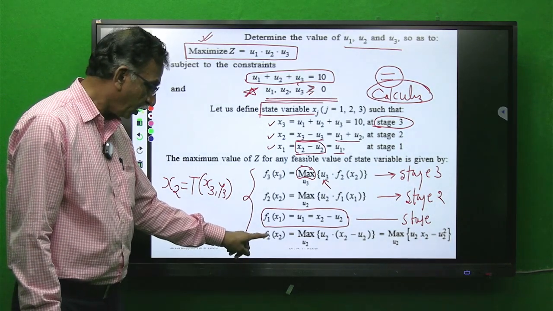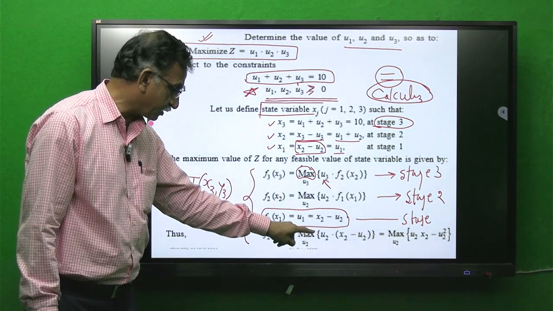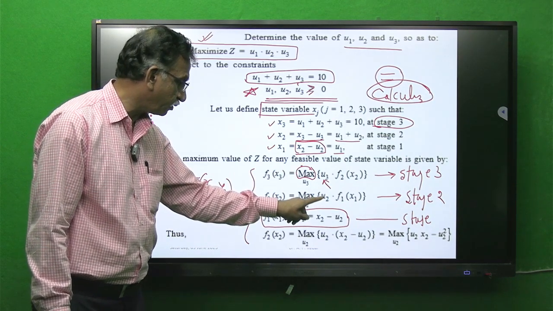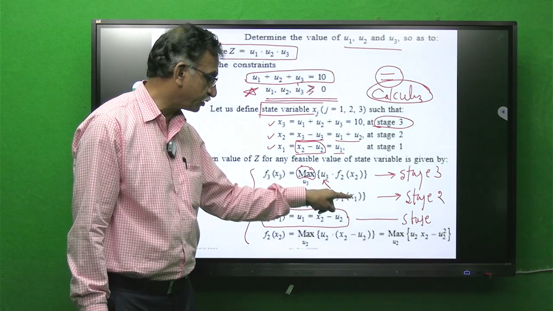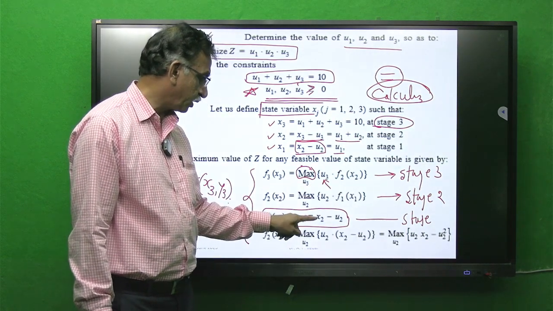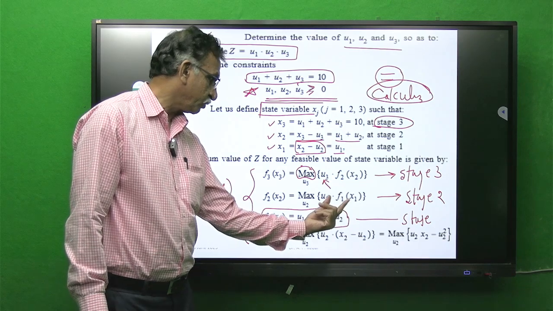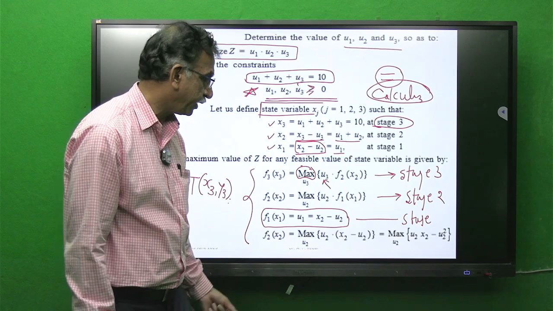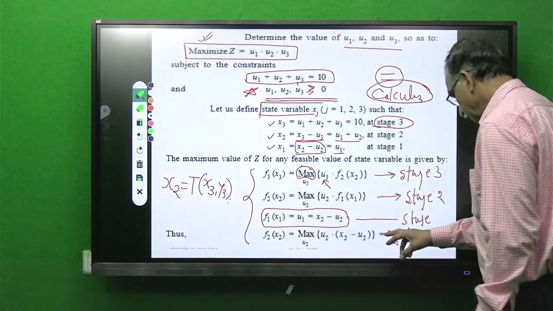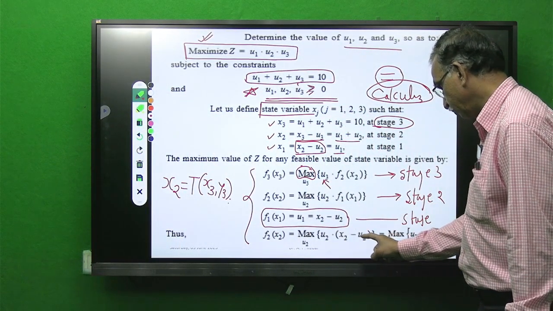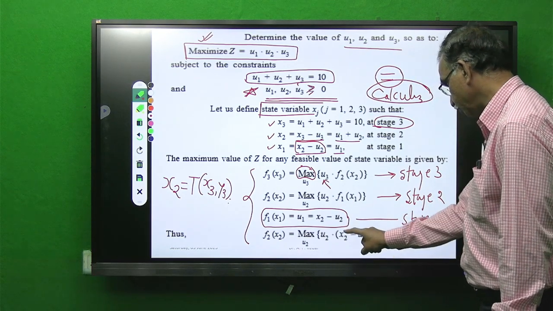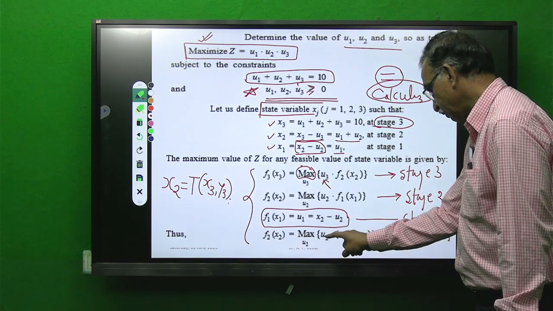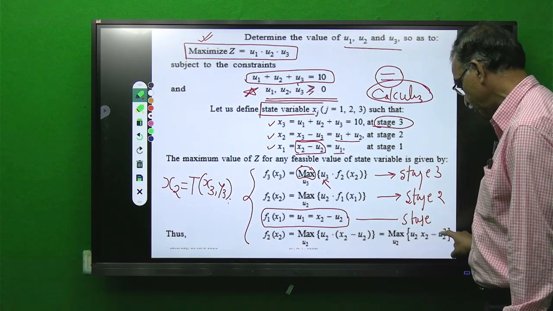Now f2 of x2 is equal to the maximum of u2 times f1 of x1, see that relation. Ultimately what is f1 of x1? It is x2 minus u2. Therefore this f1 of x1 is replaced by x2 minus u2, and this is then solved as we multiply this u2 by x2, so u2 into x2, and minus u2 into u2, which is u2 square.